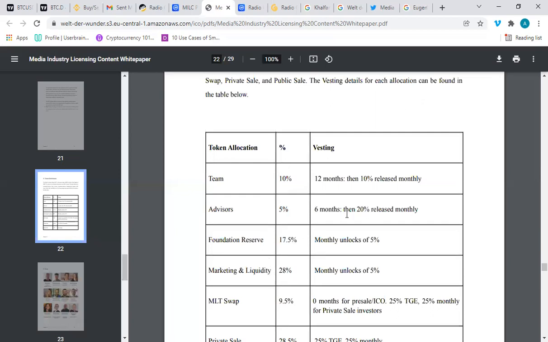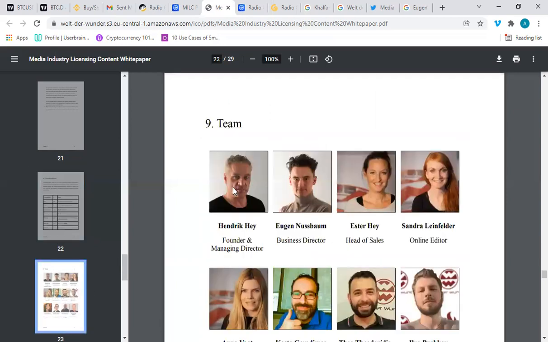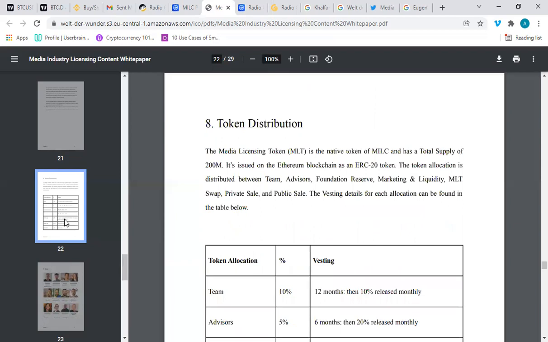Out of 100% of the coin, 10% is going to the team. All these people share 10%. So if a coin has 100 supply, they are sharing 10 out of the 100. And if a coin has 1 million supply, they are sharing 100,000 out of the 1 million.